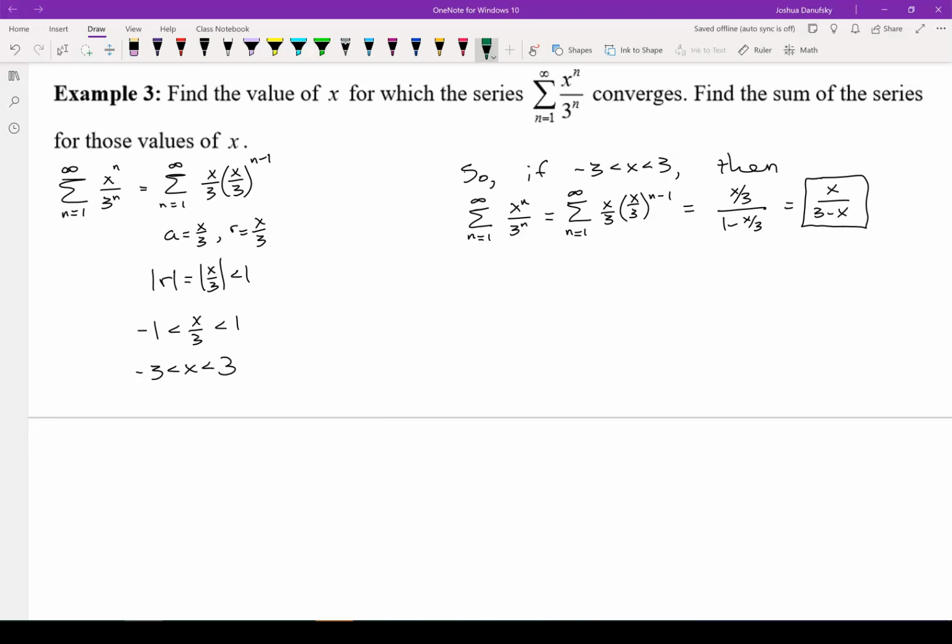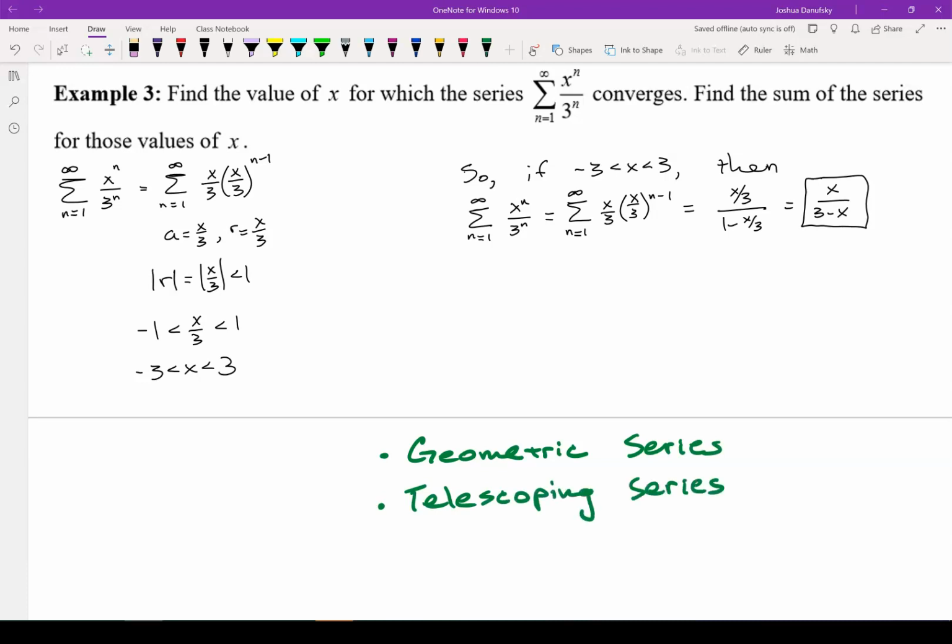So as you go ahead and do the rest of the problems on this worksheet, remember, every single problem will either be a geometric series, a telescoping series, or you'll be able to show that the series diverges using the test for divergence. Again, every single problem on this worksheet will be one of these three situations. So go ahead and do the rest of the worksheet.